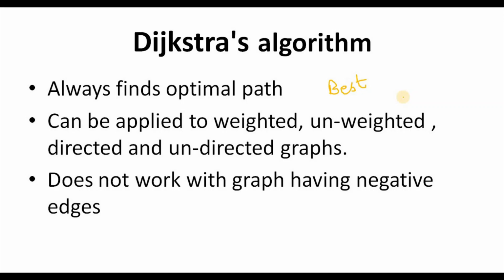This is one of the disadvantages of Dijkstra's algorithm, that it doesn't work with graphs with negative edges. So for example, if you have a graph that looks like this, you have a node A, then you have node B here, and this is one edge. Let's say this is 6, and then here you have node C, but here it's -2.